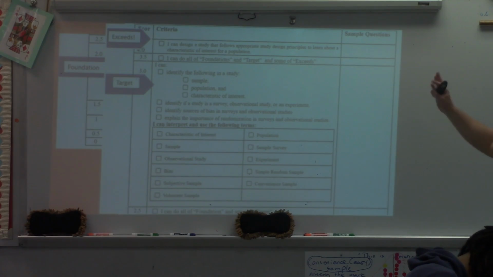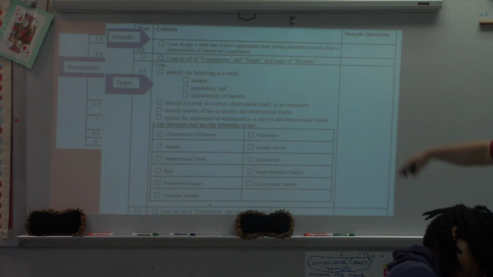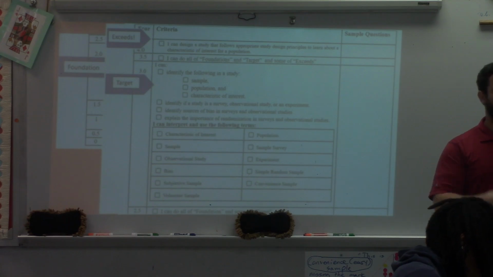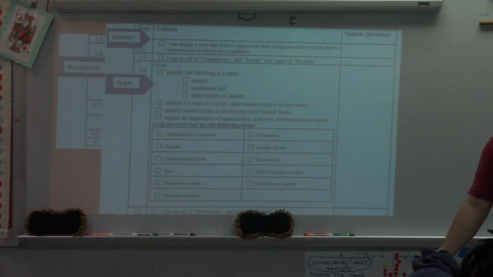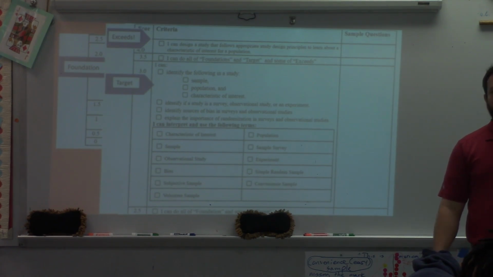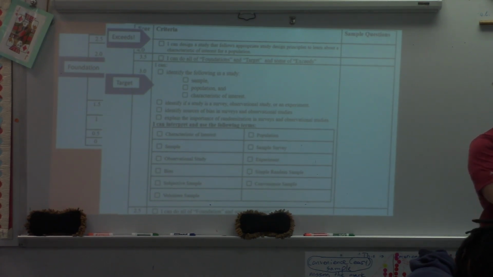If you haven't practiced identifying sample, population, characteristic of interest with the problems I've already given you, then it's going to be hard to actually do it, even if you know the definitions. So make sure you take the time to study the vocabulary. You got to know that, because that's the foundation to being successful with actually doing the thing. Use that to study.